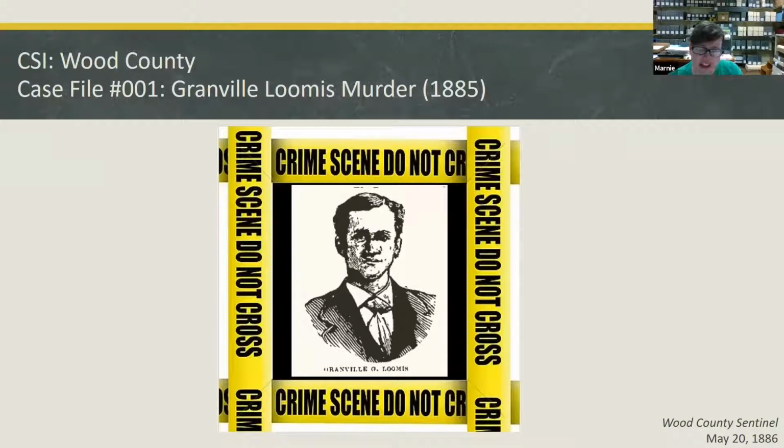So the Sentinel Tribune agrees to publish all of the details, the description of the man and the scene, in hopes of finding some information about this crime. And it works. The next week's paper reports that Sheriff Brown has been contacted by the family of a man named Granville G. Loomis, G.G. Loomis. And they say that he was in the area. They describe him as an eccentric, if not a little bit mad character.